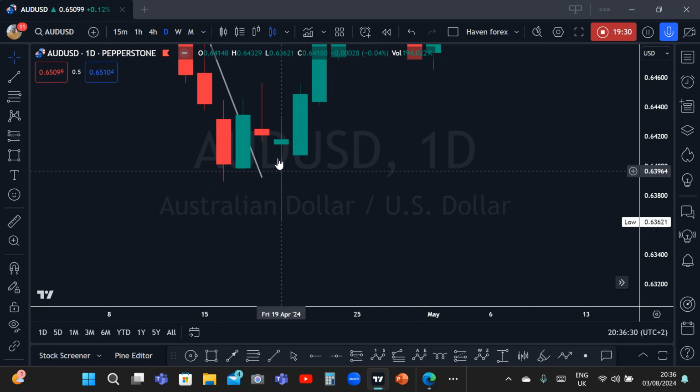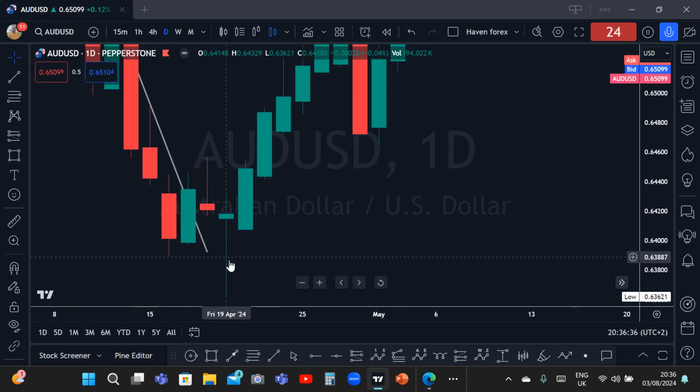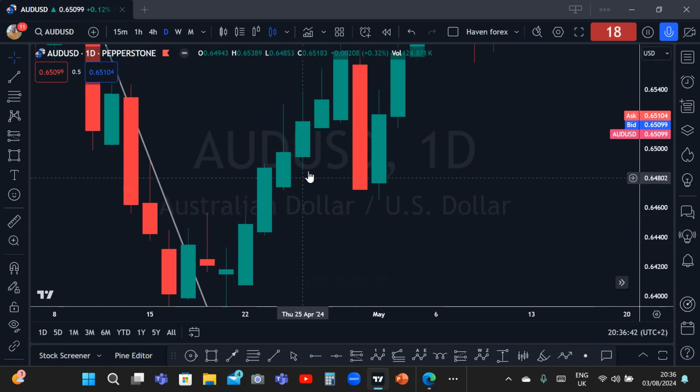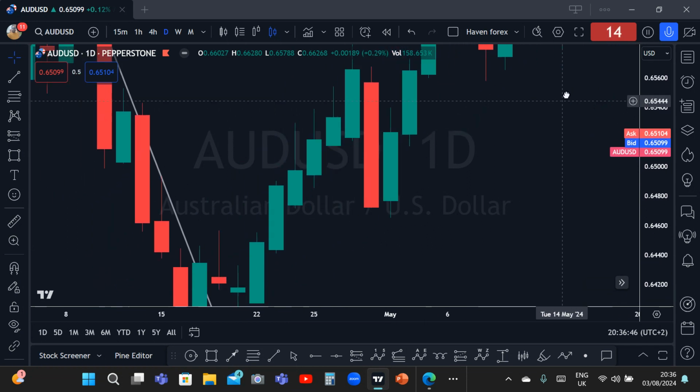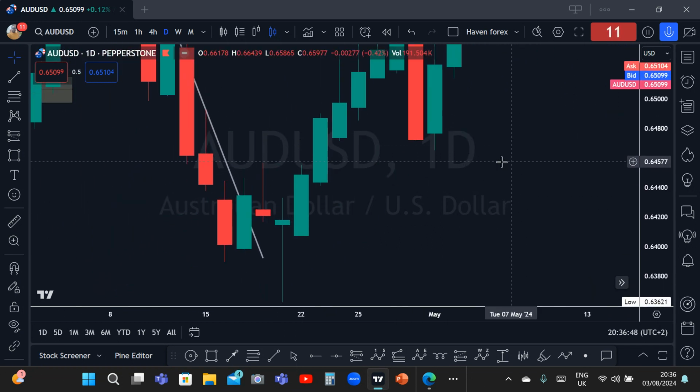What is that telling us? It's telling us that price is low. Sellers have pushed price lower, then buyers are saying that price is too low. So that's why they rejected it from here and price turned bullish. So guys, this is just how to trade pin bar and it's very profitable.